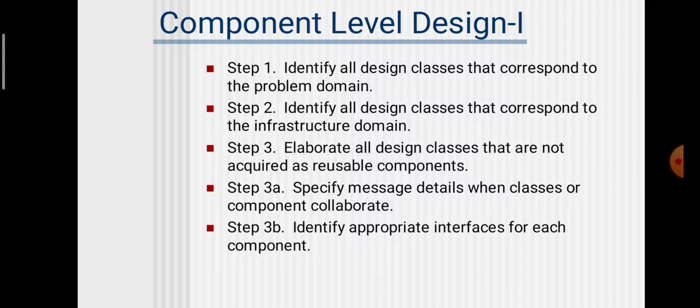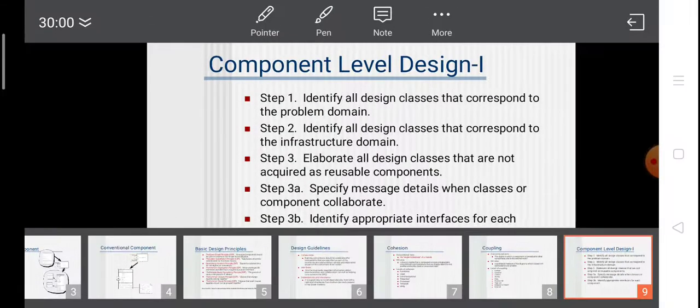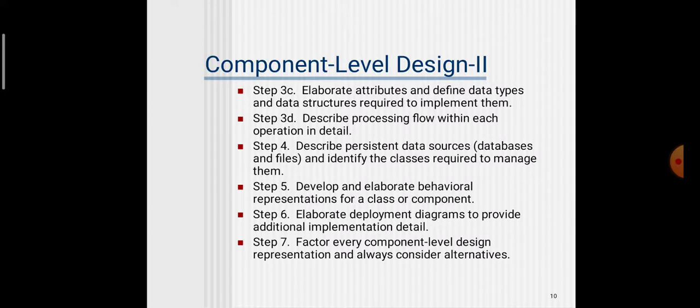Step 3a, specify message details when classes or components collaborate. So when we collaborate the classes or components, what type of message they should pass between themselves, we will be specifying. Step 3b, identify appropriate interfaces for each component. Now each component we have to identify the appropriate interfaces. Step 3c, elaborate attributes and define data types and data structures required to implement them. Step 3d, describe processing flow within each operation in detail.